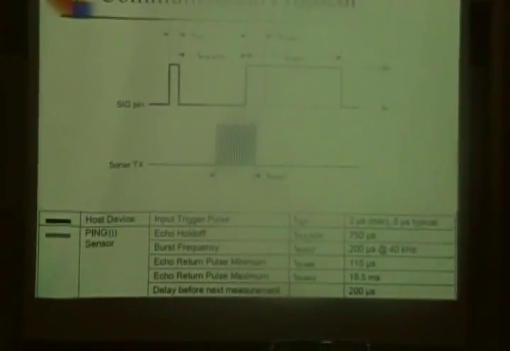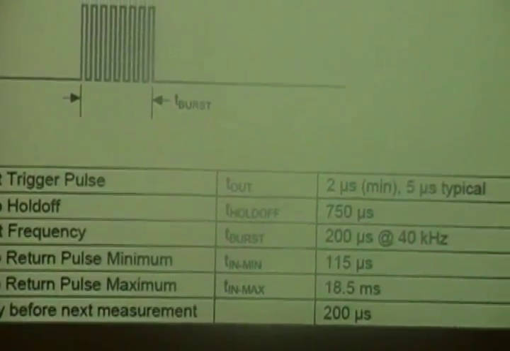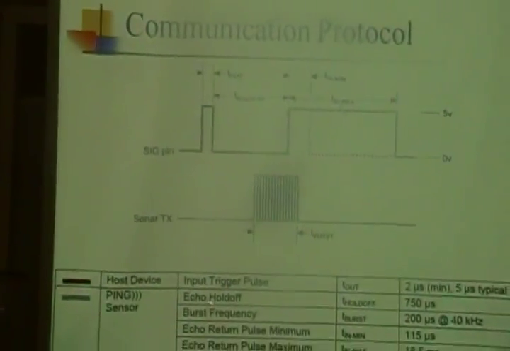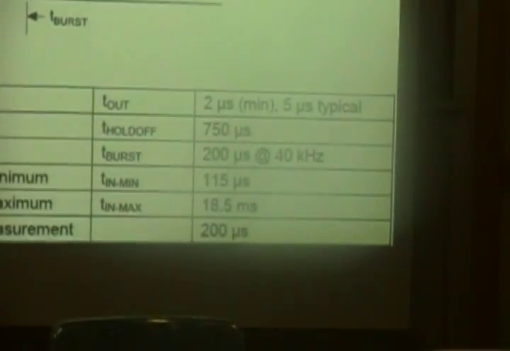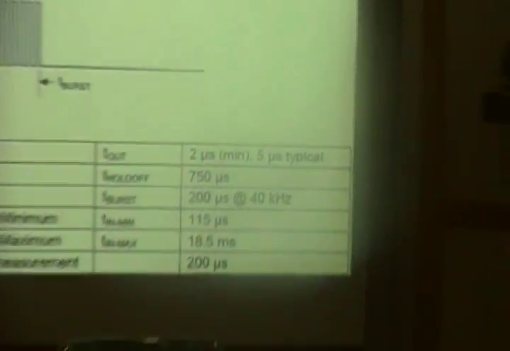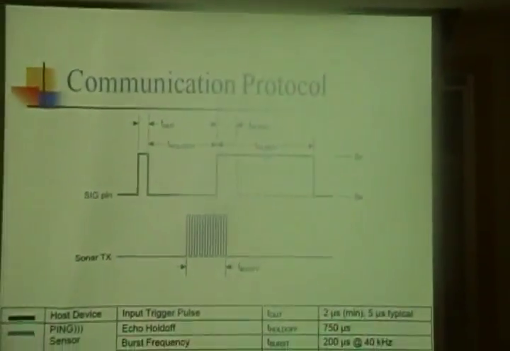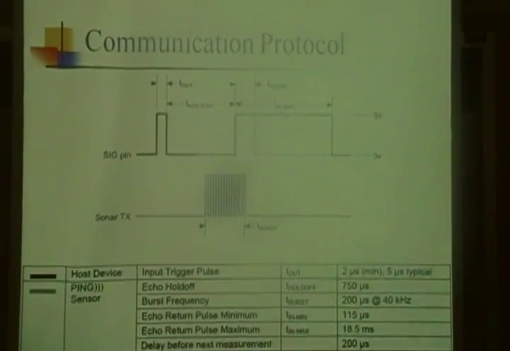So here's how it works. This is the communication protocol. The microcontroller will send out a pulse, shown here, of a typical duration of 5 microseconds. Then the sensor will go into an echo hold-off mode of about 750 microseconds. In the last 200 microseconds, the sensor will send out a pulse into the external environment. Then it's going to receive an echo in a time frame between a minimum of 150 microseconds and a maximum of 18.5 milliseconds. And this corresponds to the specification range, 2 centimeters to 3 meters.